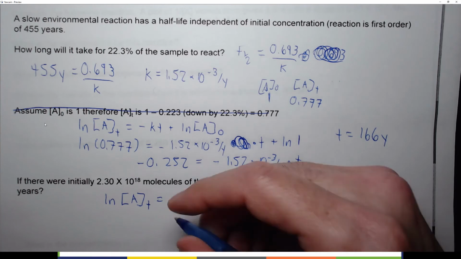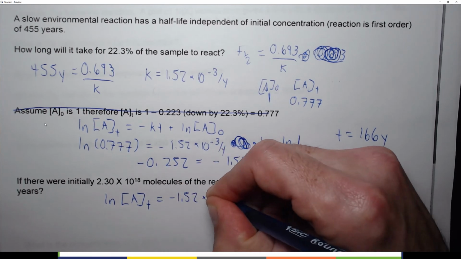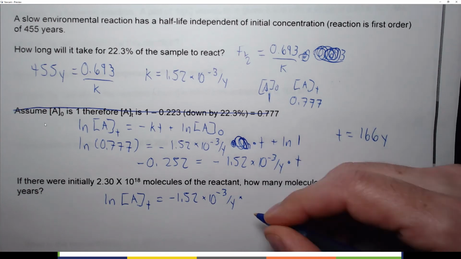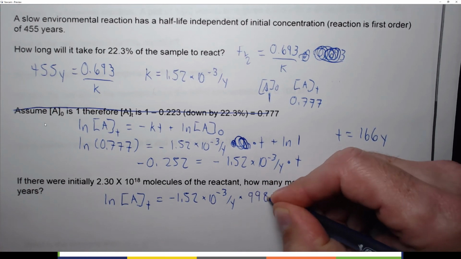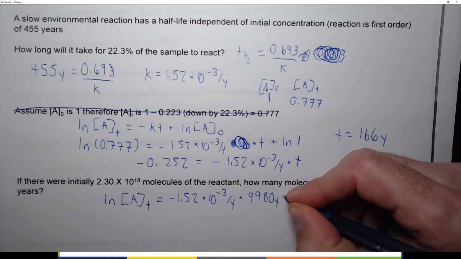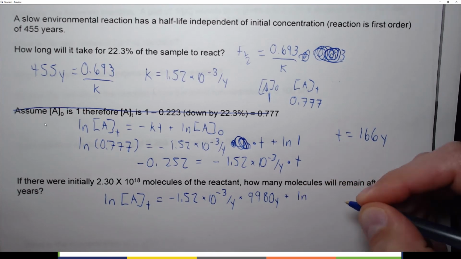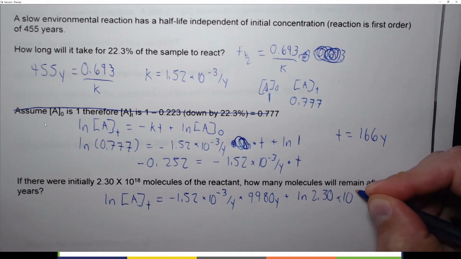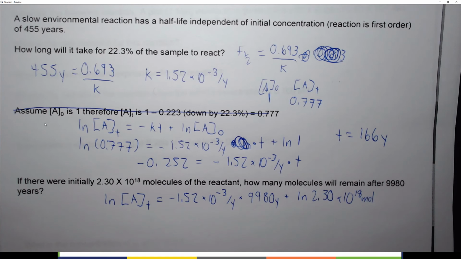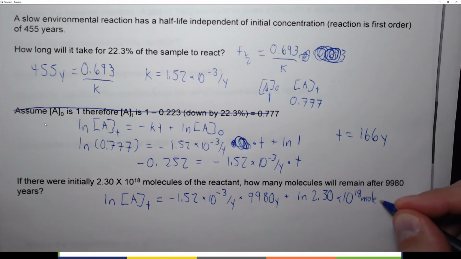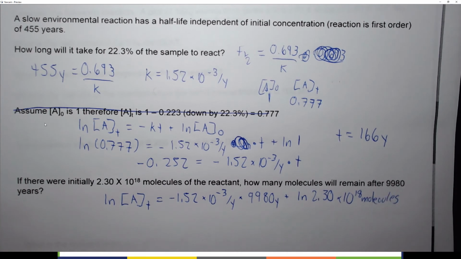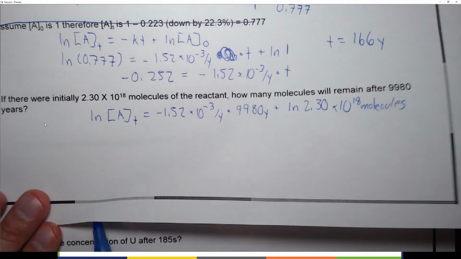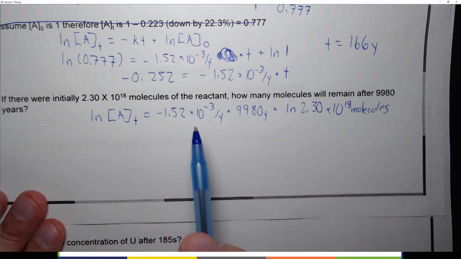K is still the same K, negative 1.52 times 10 to the minus 3 per year. In this case, the time is 9,980 years plus the ln of 2.30 times 10 to the 18 molecules, because we started with that number of molecules. I'm going to leave off the units so I don't have them following me around. Now, let's do the math.